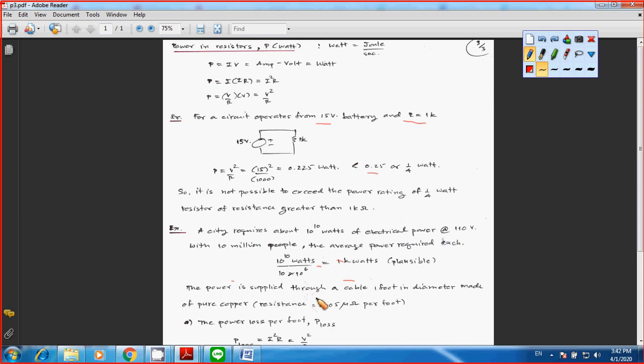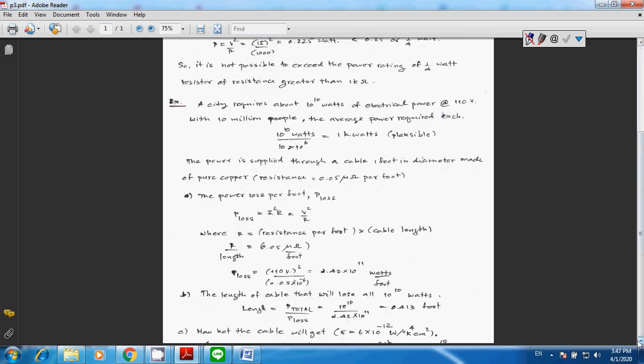And the power is supplied through a cable 1 foot in diameter. In case you have a pure copper electric cable, 1 foot in diameter, that electric wire has a resistance equal to 0.05 microohms per foot. So that's a very low resistance. Then let's take a look at the power loss per foot in the electric cable.